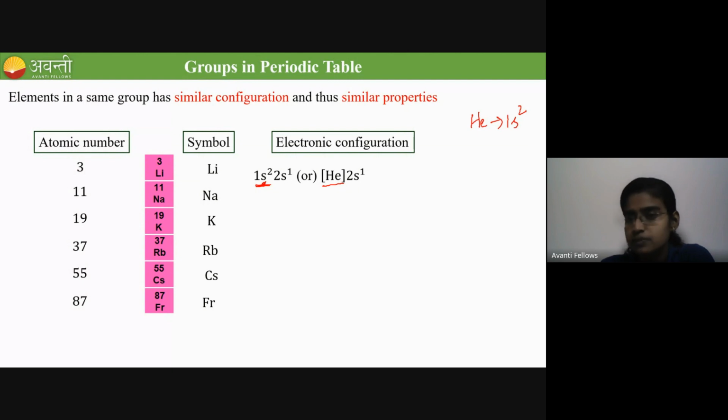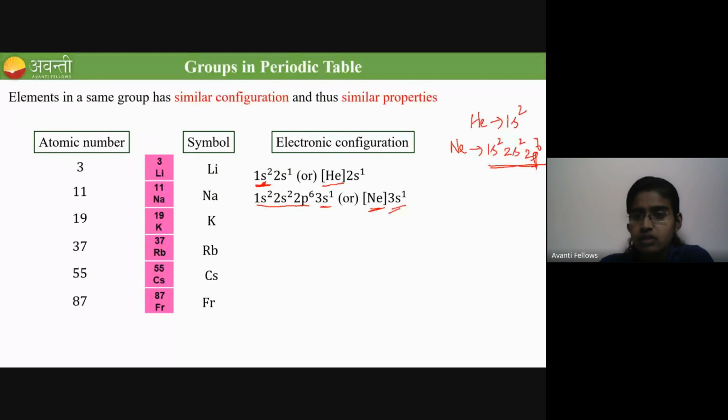Got it? Then coming to sodium, we have 11 electrons in sodium. So we are filling it in according to Aufbau principle, that is 1s2, 2s2, 2p6 and 3s1. Totally 11 electrons. Now this is the configuration of neon. Atomic number of neon is 10. Okay. So if the atomic number is 10, for neon, we have to write 1s2, 2s2 and 2p6. So in this place, we are putting neon. And the last thing alone is represented here, 3s1.